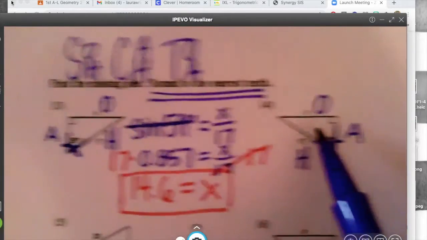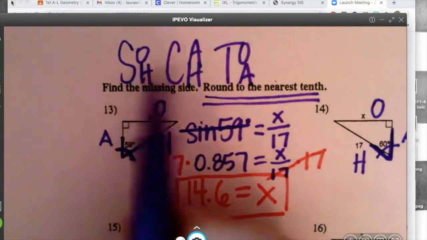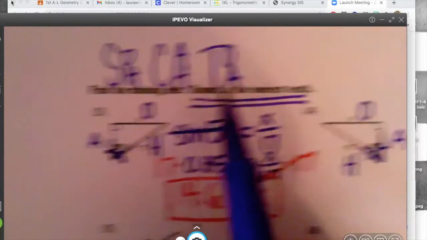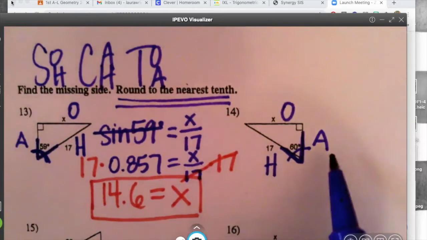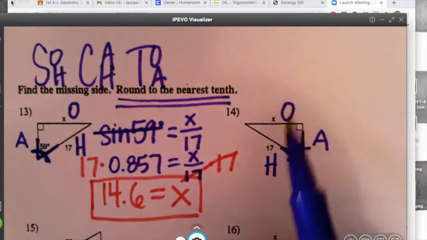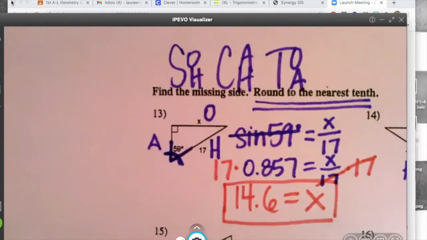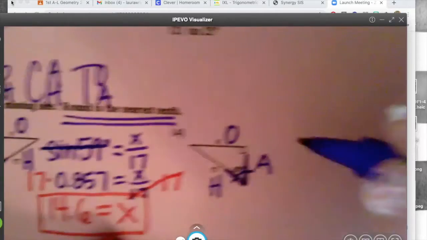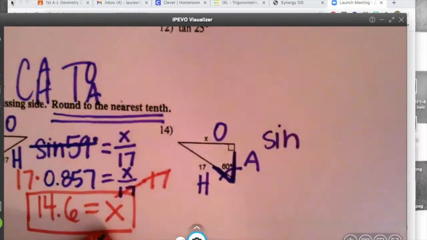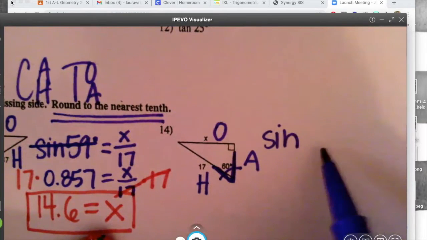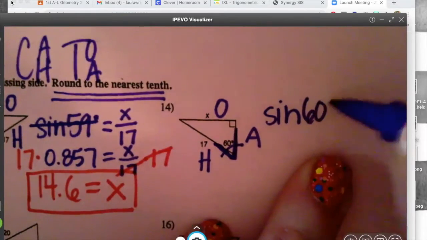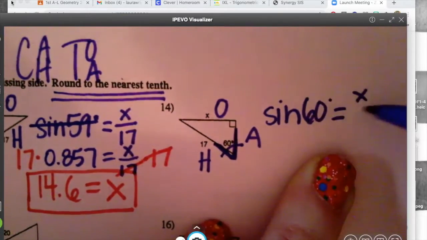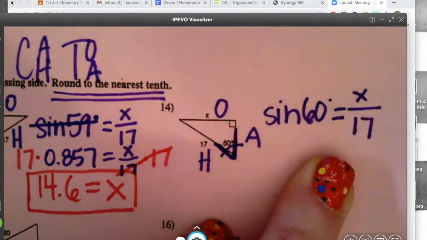So I know I've got to use something with opposite, one of these two. And then I have the hypotenuse, so I probably should use that one instead of the adjacent. So O and H is going to be which function? So we're going to use sine again. Sine, what goes right here next? Should be the angle, right? How many degrees is our angle? Good, 60. So sine of 60 equals opposite over hypotenuse.